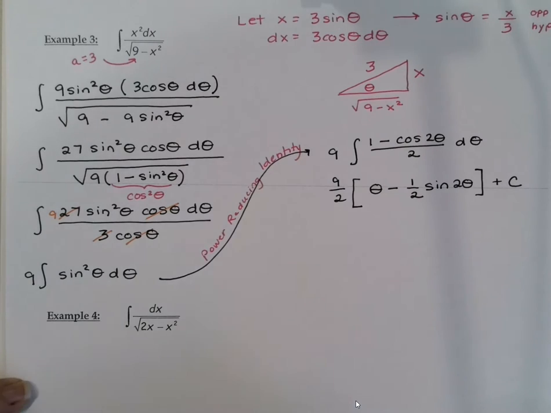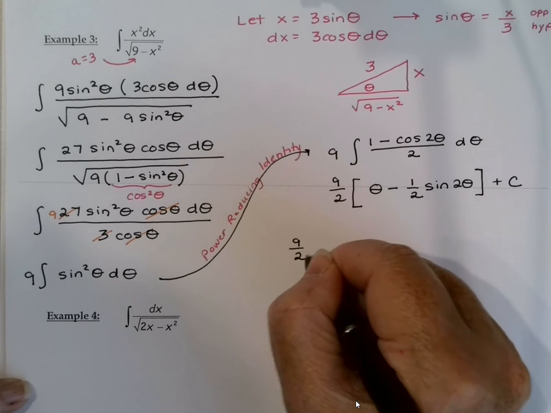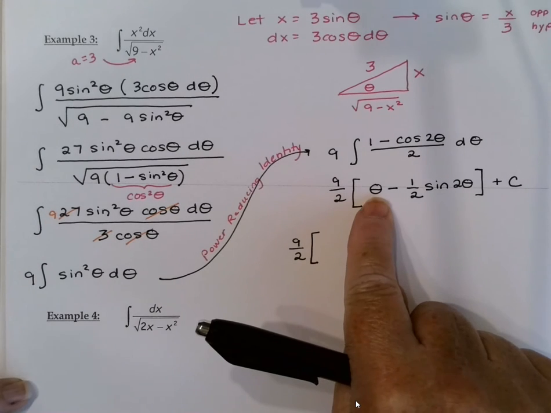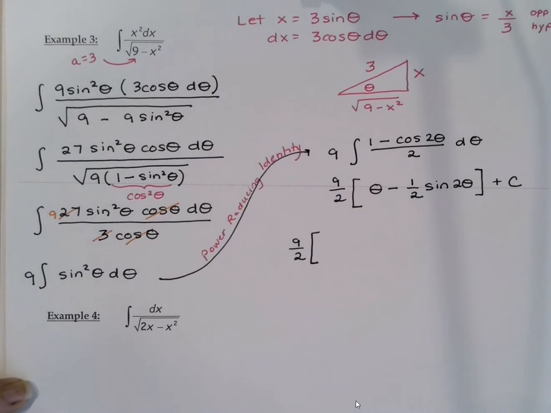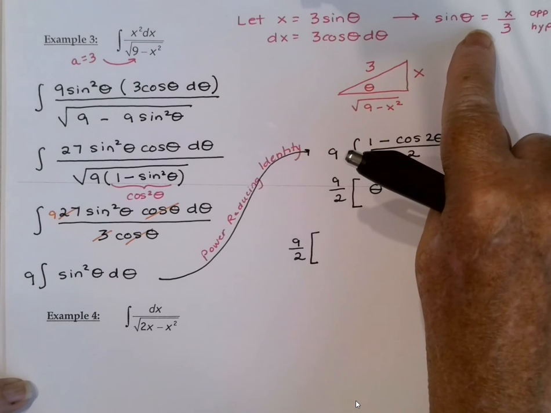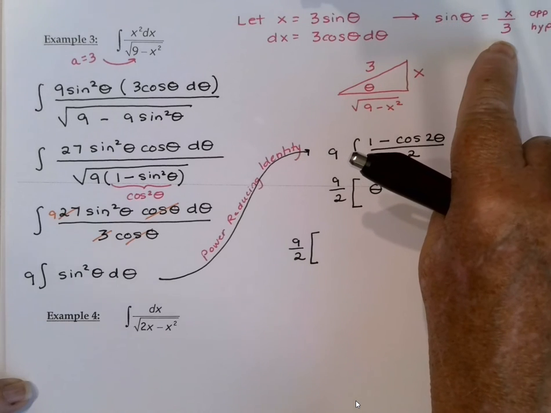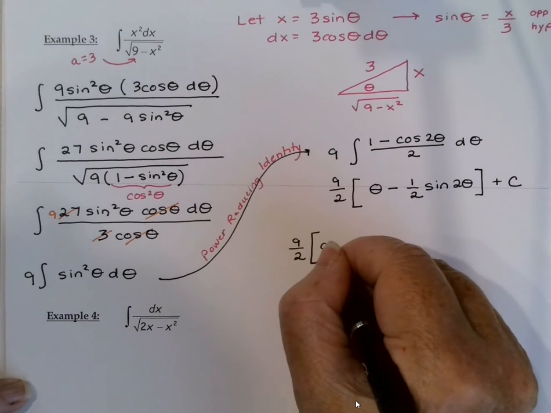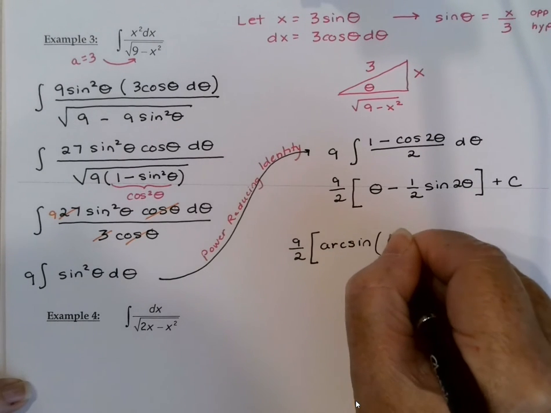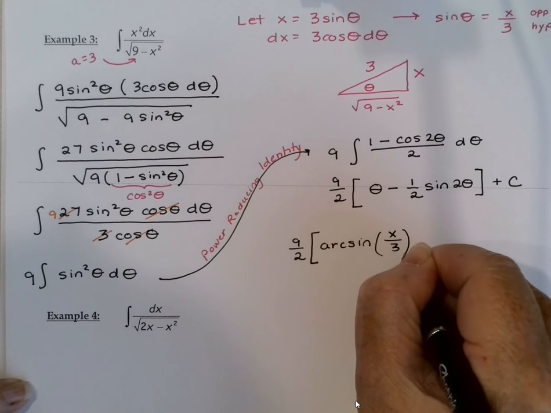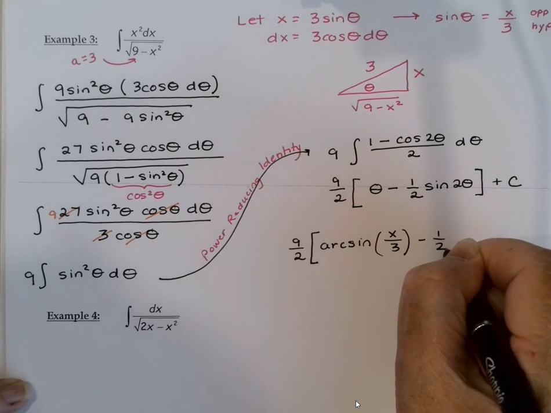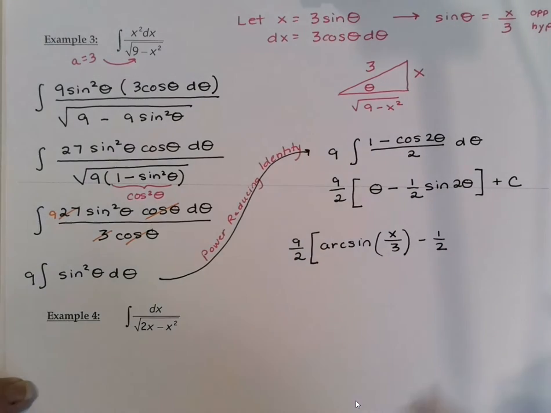So I've got 9 halves times theta itself. Now, that's kind of an interesting one. How do I write theta based on any of the information that I have? I'm not going to actually get it off the triangle. I'm actually going to get it off of this equation. Since sine theta is x over 3, theta would be the arc sine of x over 3. And then I have minus 1/2. And then I've got a sine 2 theta.